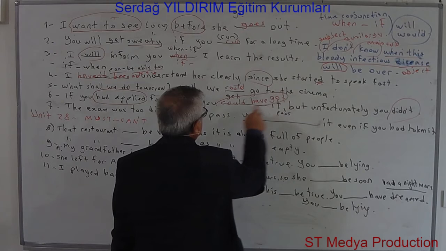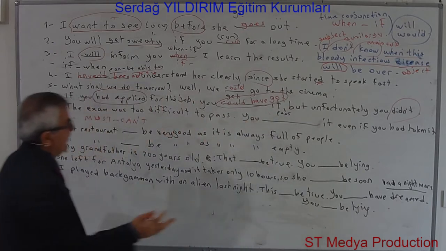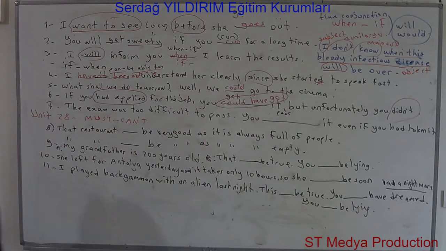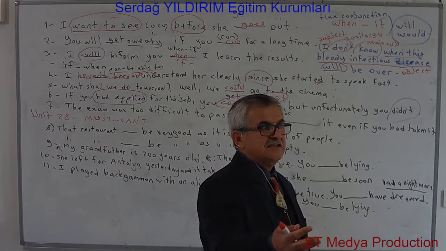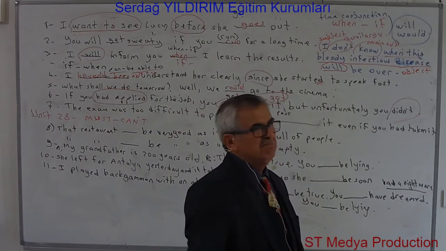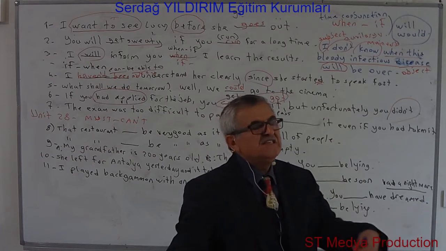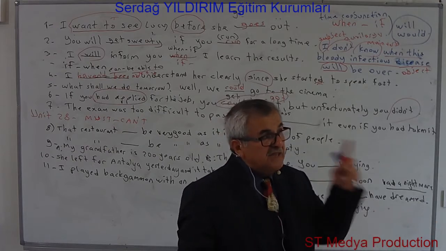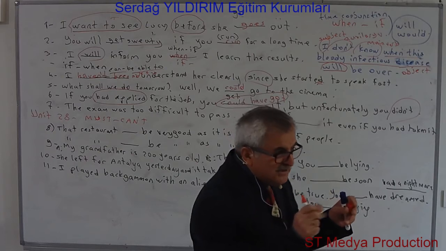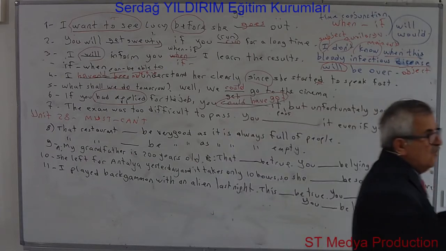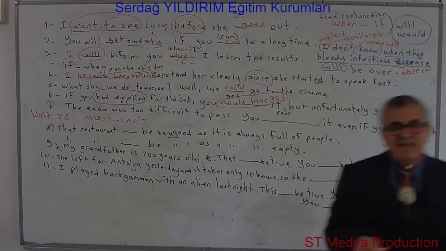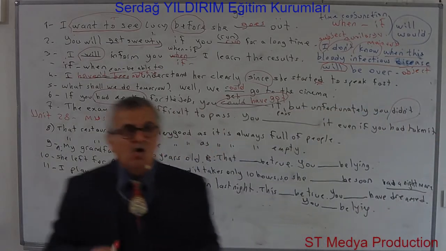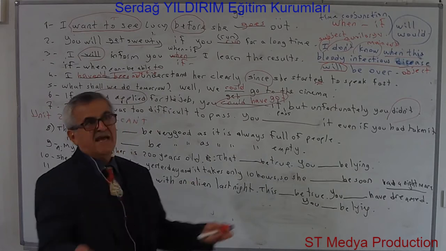Could have got. Could have done. Could have understood. Miş olabilirdin. Yapmış olabilirdin. But you didn't like to do it. You didn't do it. Okay? We blame the other side, slightly. Okay? We accuse him or her of not doing the action, although he was capable of doing that.